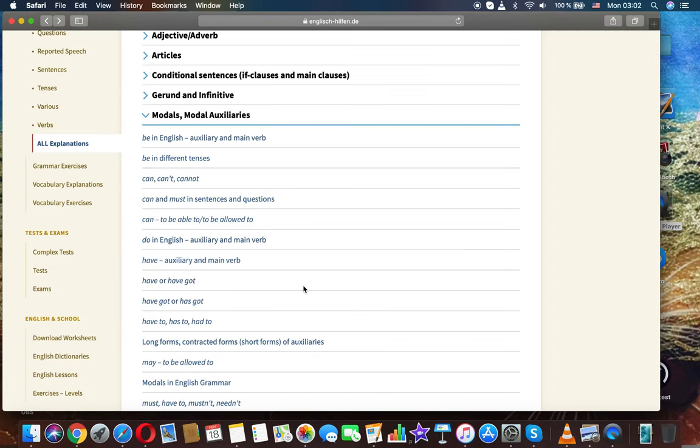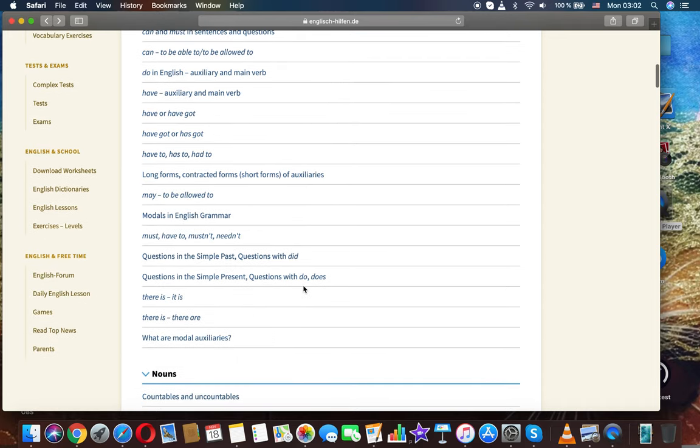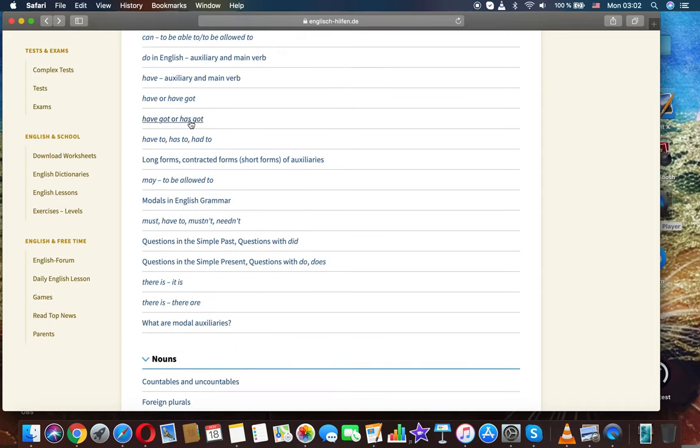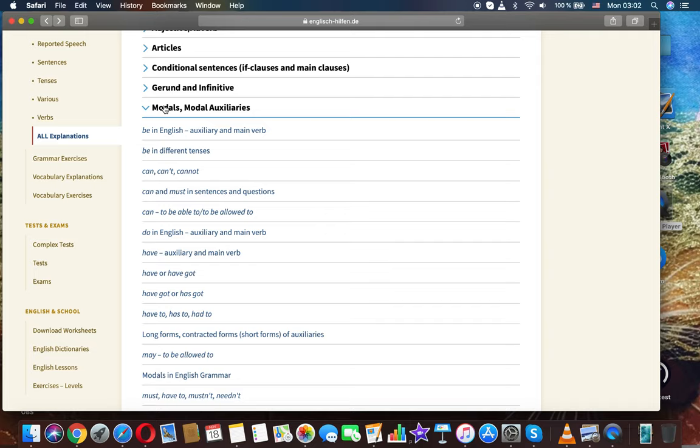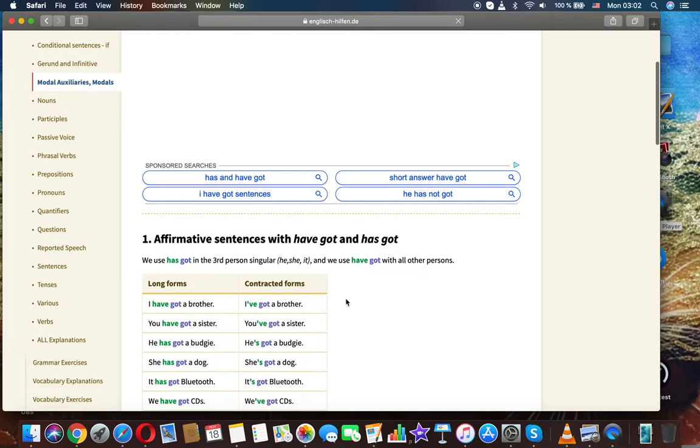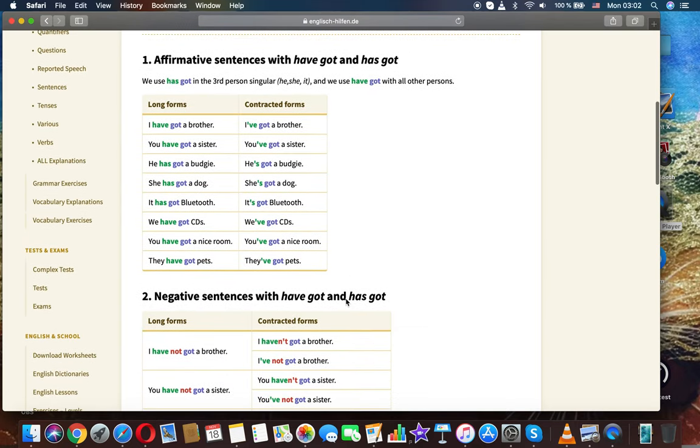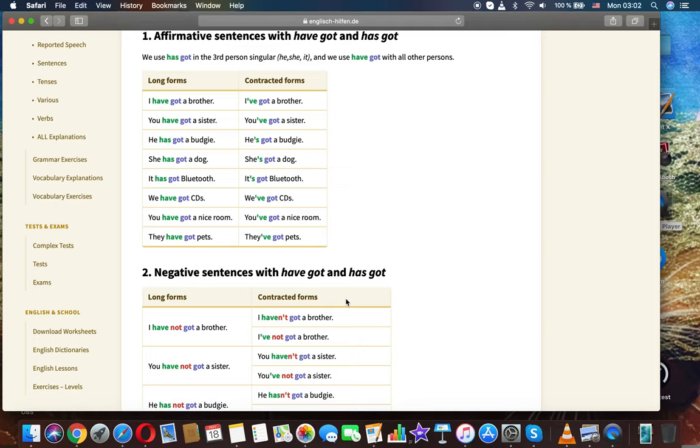The next topic that we'll discuss is have got or has got. English grammar, modals and modal auxiliaries. We use has got in the third person singular, he, she, it, and we use have got with all other persons. Long forms and contracted forms: I have got a brother, I've got a brother, you have got a sister, you've got a sister.